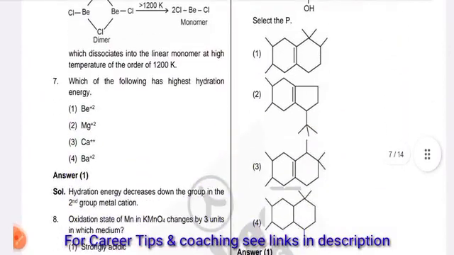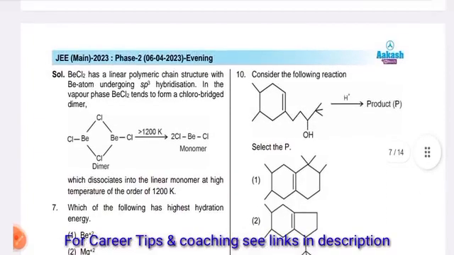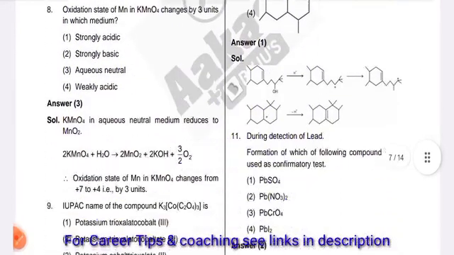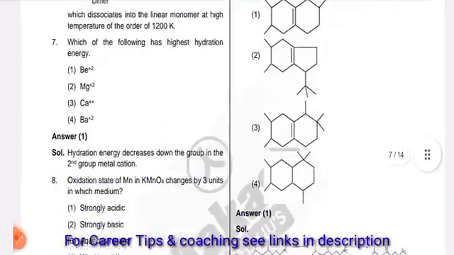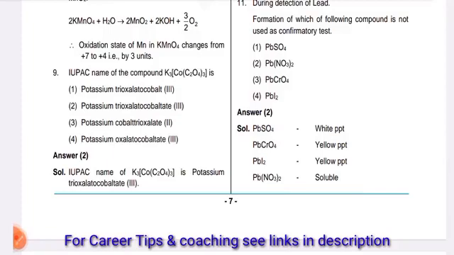Similarly, if you see the next, which of the following has the highest hydration energy? That is Be2 plus. And consider the following statements. This one answer is 1, and the answer is 1 for the 10th question. And for ninth, you see the IUPAC name of the compound K3[Co(C2O4)3], which is potassium trioxalatocobaltate, sorry, cobaltate. The answer is 2.